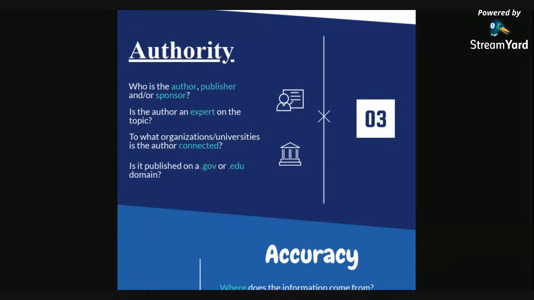Or is it also published on a .gov or .edu domain? So .edu, if you are not familiar with that, that is for schools. So edu, education, that's the root in there. So typically those are reputable. .gov, that's for government sites, typically very reputable. So those are ones that you can pretty much always just bet on. Those are going to be pretty solid.